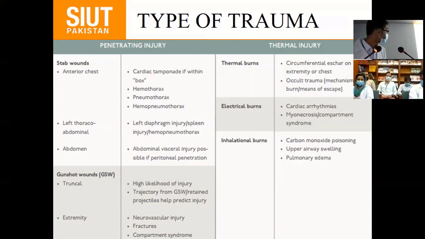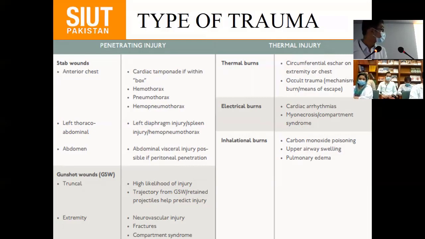Gunshot injury is also included in penetrating injury. If to the trunk, there is a likelihood of high injury, and the projectile motion of the gunshot wound will retain the projectile within the body. Extremity gunshot will cause neurovascular injury, fracture of the long bones, and compartment syndrome.